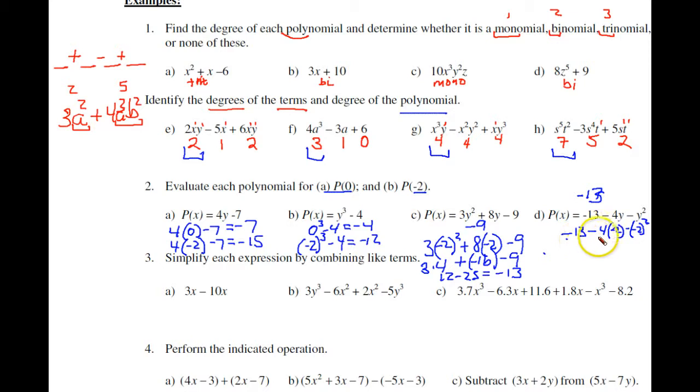And then here we have a negative 13. This is going to be a positive 8. Now inside here, this becomes a positive 4, but that's a negative 4. So we have a negative 17 plus 8, a negative 9. Okay, so we did all of number 2 through substitution using function notation.